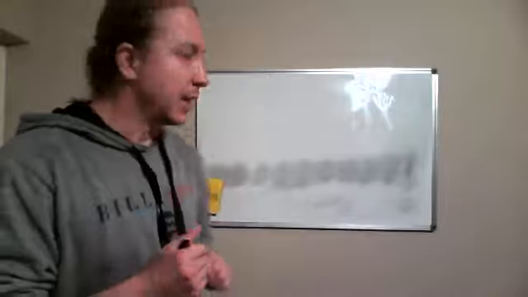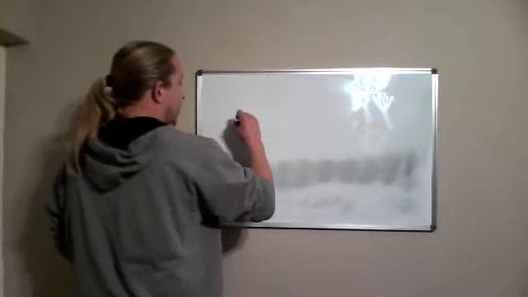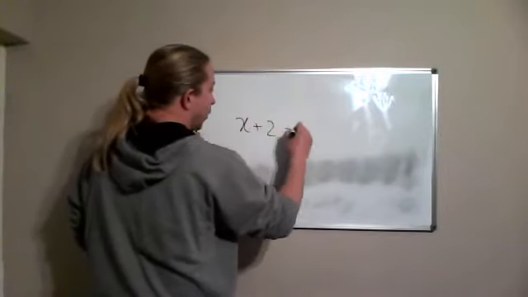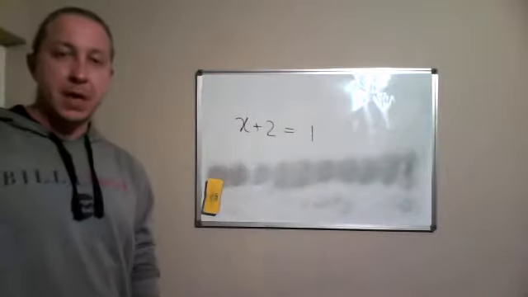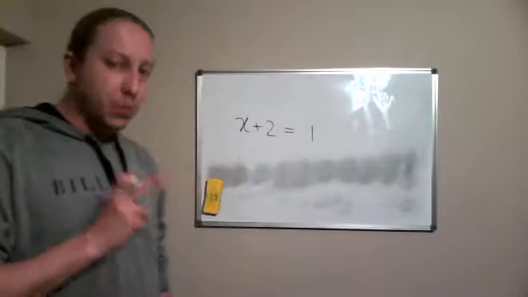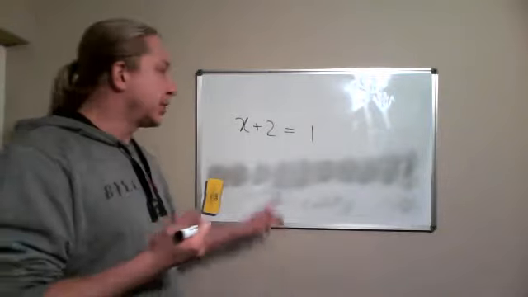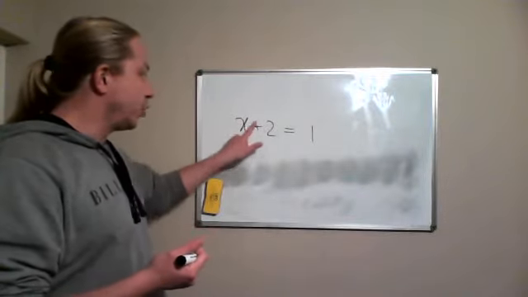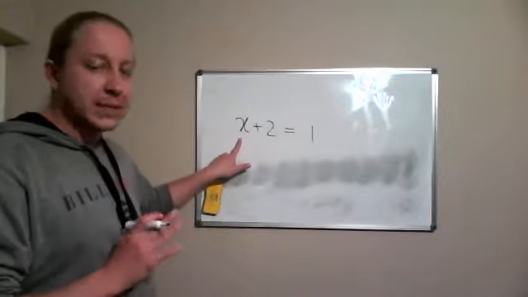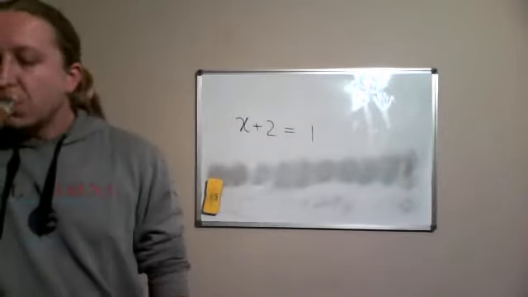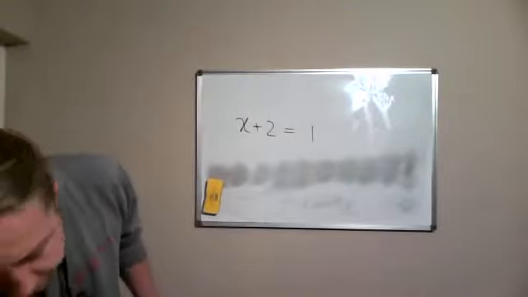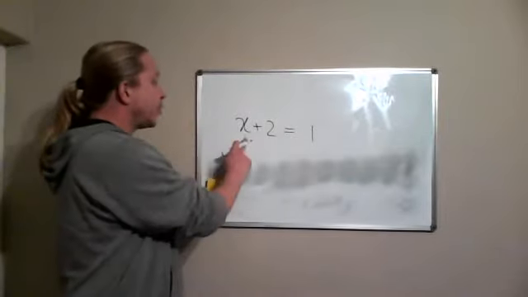Step 2, isolate the variable term by adding the additive inverse of the constant to both sides of the equation. Okay, so what this is saying is that, let's say we have x plus 2 equals 1. What they're basically saying in step 2 is that we want to isolate the variable, which is x, and we want to keep it on one side of the equation. Okay, so we want to isolate that.